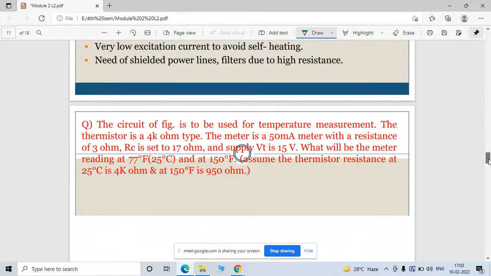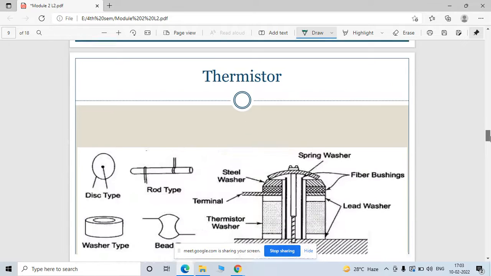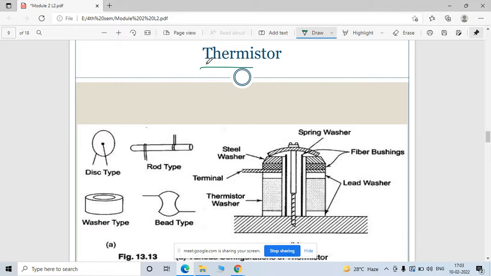Now one more topic is thermistor, so let's finish. What is a thermistor? It is a type of instrument which measures temperature by means of the variation of resistance of different kinds of material. There are four types of discs depending on their application. You construct the discs according to these four types. First is disc type, second is rod type, third is washer type, and fourth is bead type. These are the thermistor types.